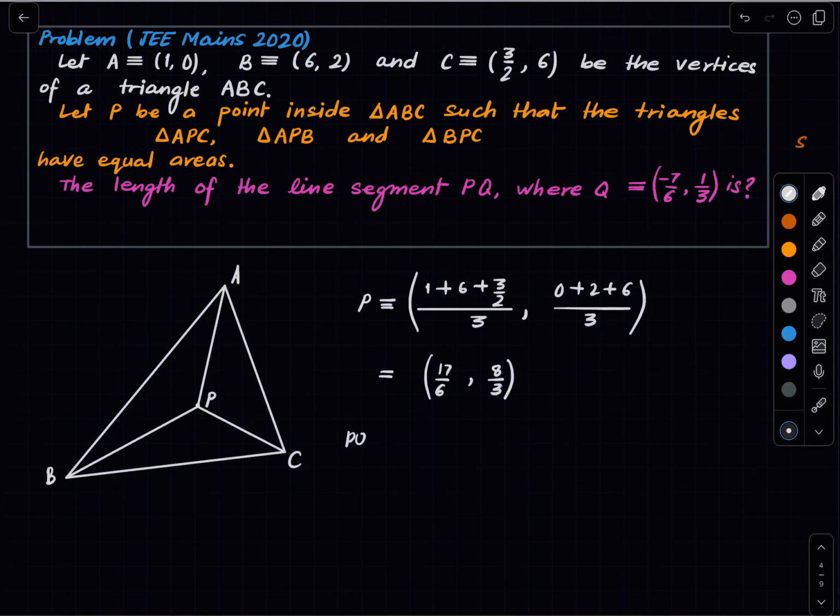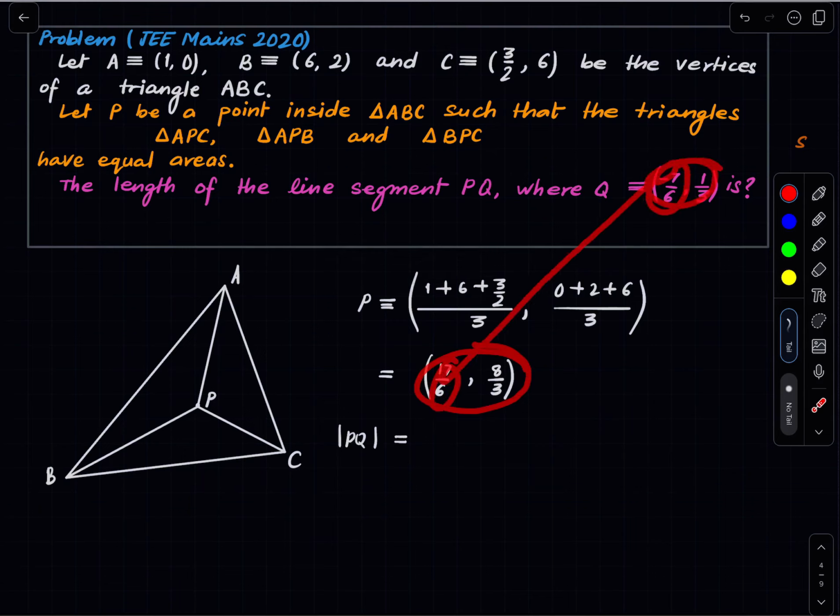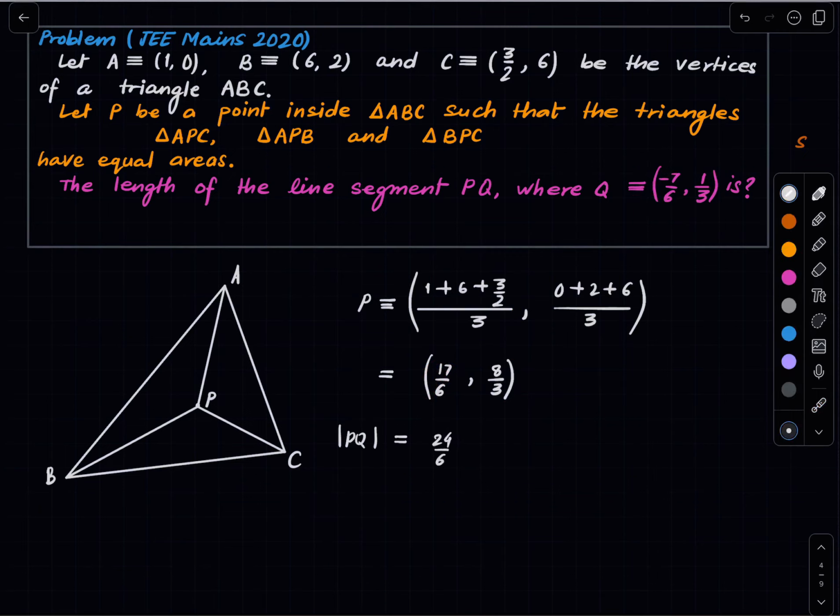Alright, and therefore PQ's length: we know the coordinates of P, we know the coordinates of Q, so subtract the x coordinates, you get 24 by 6. We square it, and 8 by 3 minus 1 by 3, that's unfortunately 7 by 3. Wow, that's bad. Did we make a mistake? 0 plus 2 plus 6 is 8, divide that by 3. If Q were minus 1 by 3, it would be better, right? Maybe I copied the problem wrong.